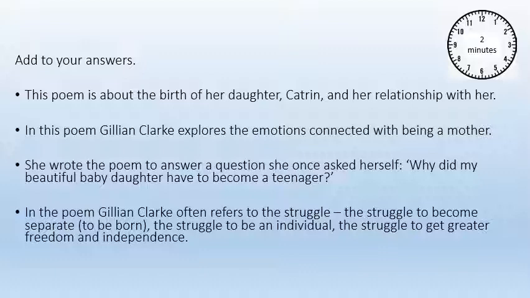In the poem, Gillian Clarke often refers to the struggle to become separate, to be born, the struggle to be an individual, the struggle to get greater freedom and independence. I mean, in some ways, we spend our whole lives trying to separate ourselves in some way from our parents, don't we? And I think she's linked it, that red cord that she talks about there is the connection of the umbilical cord at birth. So add these to your answers.